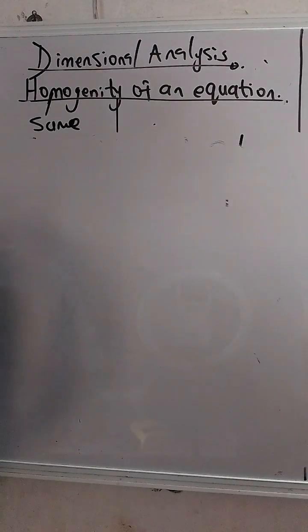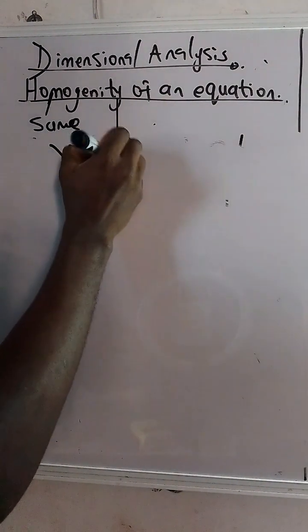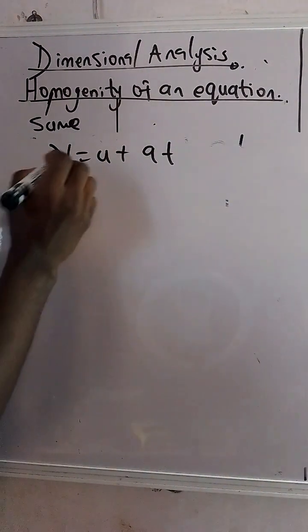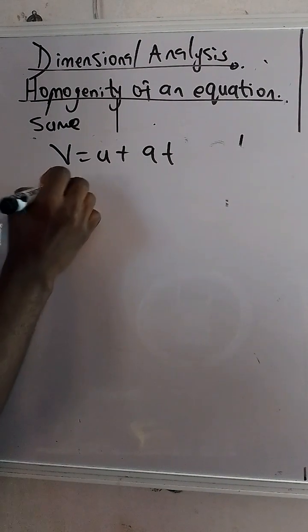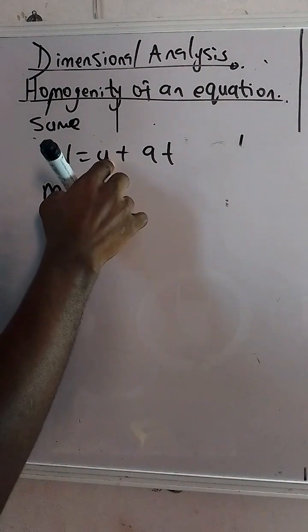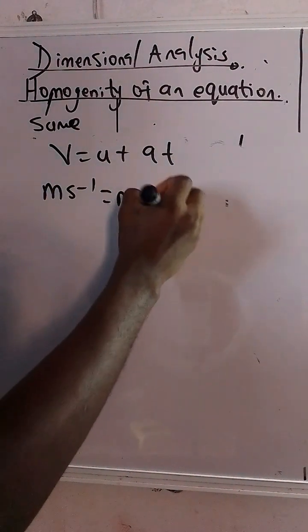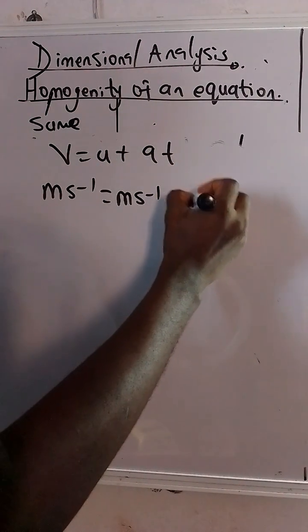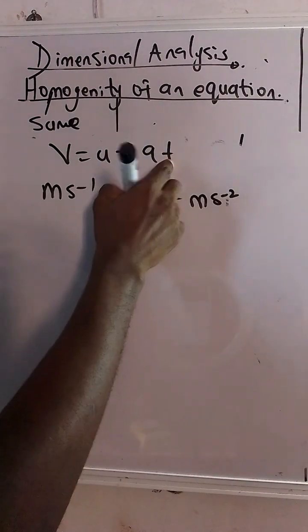Now let's dive into it again. So let's go. We have V is equal to U plus AT. What's velocity, everybody? Velocity is meter per second. What's initial velocity? It's also meter per second. What's acceleration? That's meter per second square. Everybody, what's time?